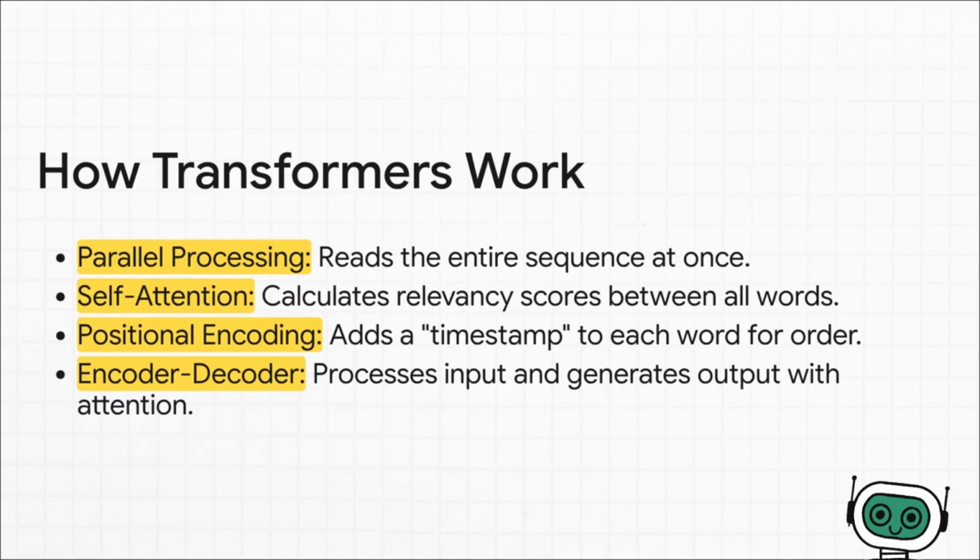Okay, so how does this thing actually work at a high level? First, the big one. It processes the entire input all at once, in parallel. This is a perfect job for modern GPUs. Then, the self-attention layers get to work, calculating how relevant each word is to every other word. Now, you might be thinking, if you look at everything at once, don't you lose the order of the words? And you'd be right. That's solved with something called positional encoding. Think of it like adding a little timestamp to each word so the model knows where it came from.